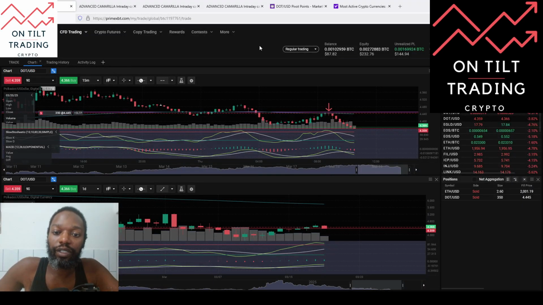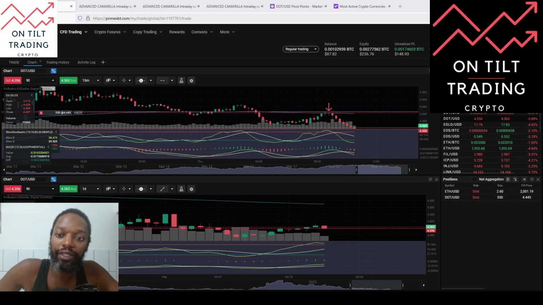Let's review my trade on Polkadot today. First, let's put my charts into perspective. This is a candlestick area. These gray vertical bars that you're seeing are volume profile. This is a slow stochastic indicator. This is the MACD indicator.